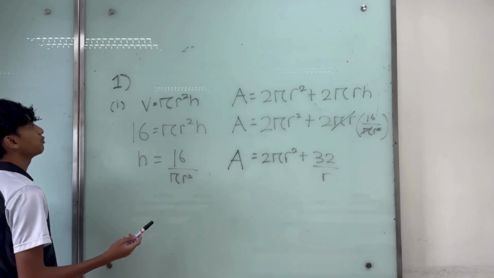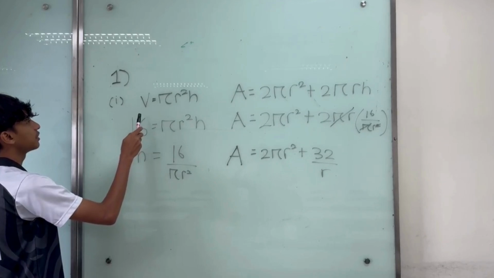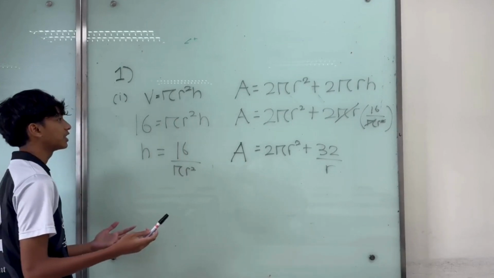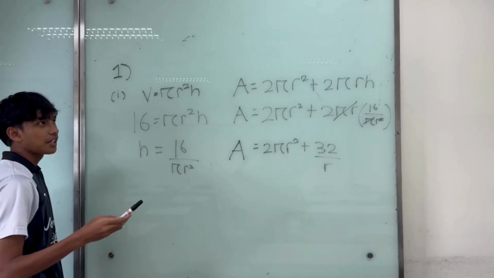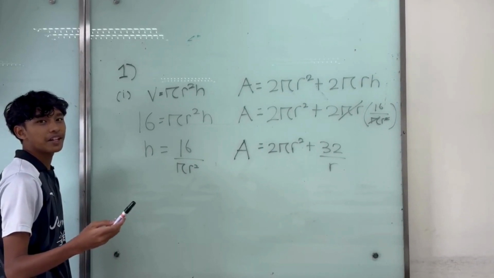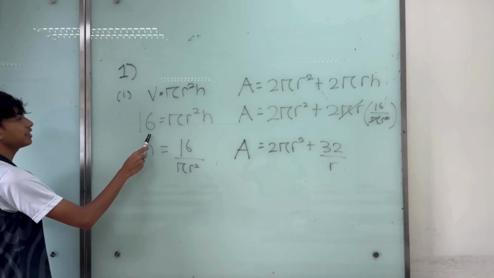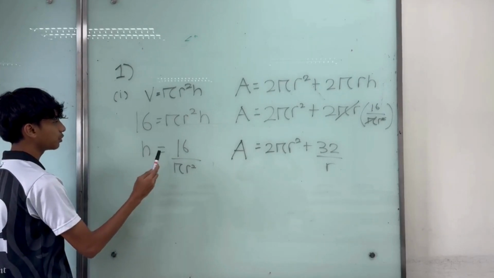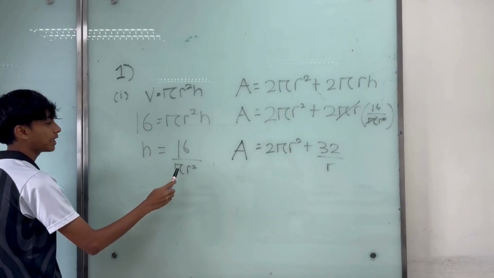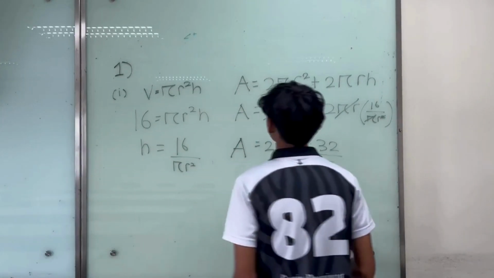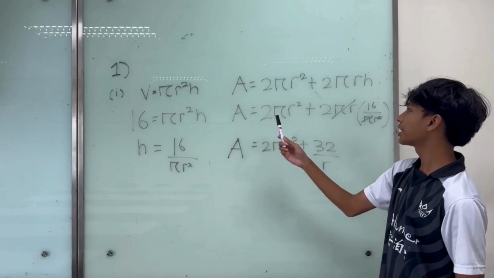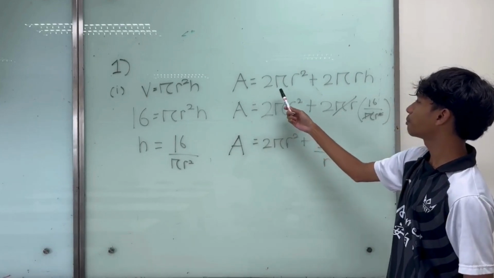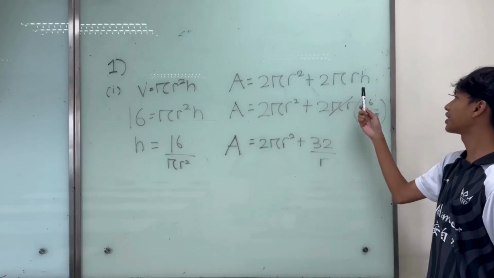So first we need to write the volume formula of a cylinder, which is pi r squared h. Then we put in the volume given in the question, which is 16 equals pi r squared h, and we need to have h alone, so 16 will be divided by pi r squared. After that, we write the second equation, which is the surface area of the cylinder, A equals 2 pi r squared plus 2 pi r h.